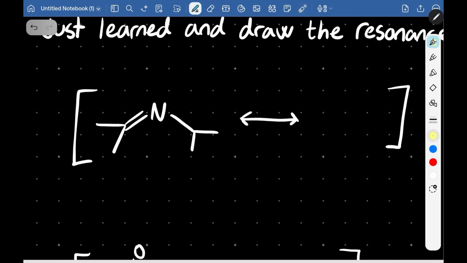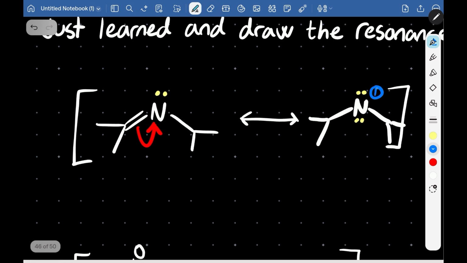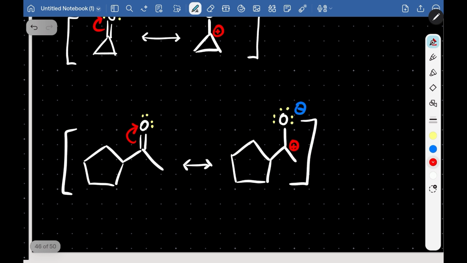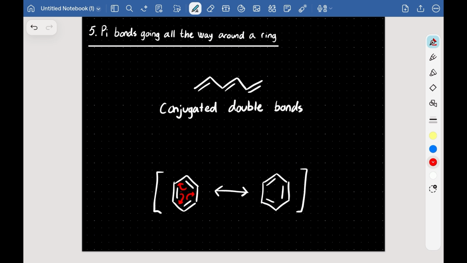We are gonna draw the lone pairs on the nitrogen, and we see that this can hop here, then it gets a negative charge with a positive charge here. Let's draw the lone pairs again. A pi bond can jump to the electronegative atom, which is oxygen, and yes. Number 5, the final one. Pi bonds going all the way around the ring.